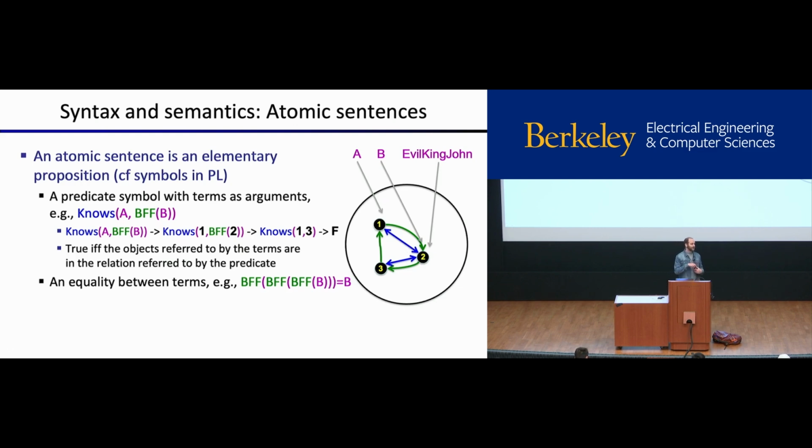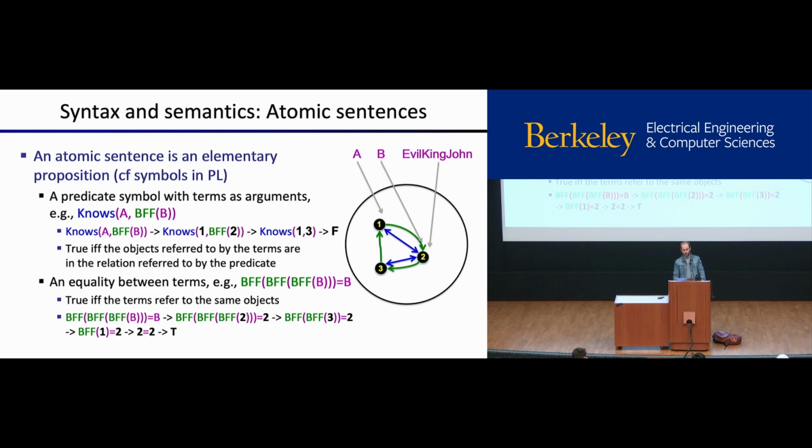And another kind of atomic sentence is an equality between terms. So I mentioned before, B equals evil King John is true in this possible world. Here's another sentence that is true, as I'll show you in a minute. It's true if and only if the terms refer to the same object, as you'd hope. So we substitute 2 in for B, and then we just keep following. BFF of 2 is 3, BFF of 3 is 1, BFF of 1 is 2, 2 equals 2, true. Kind of a sad situation.